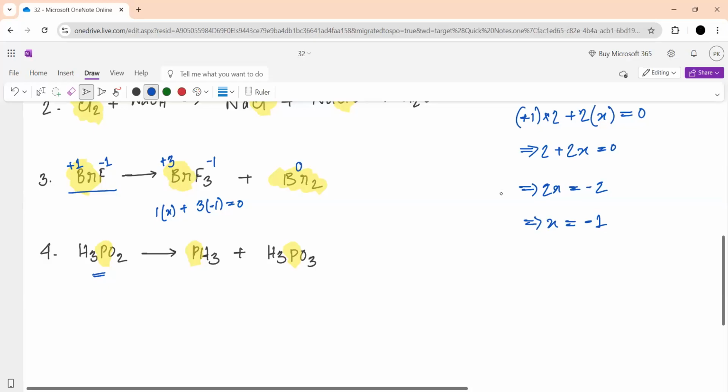Hydrogen is +1. So we'll write it as 3 into plus 1, plus 1 into x. We'll consider this as P. And then O will be -2 into 4, and that gives us 0. So now solve this one and tell me what is the value of x you are getting. It will be +1. Yes.